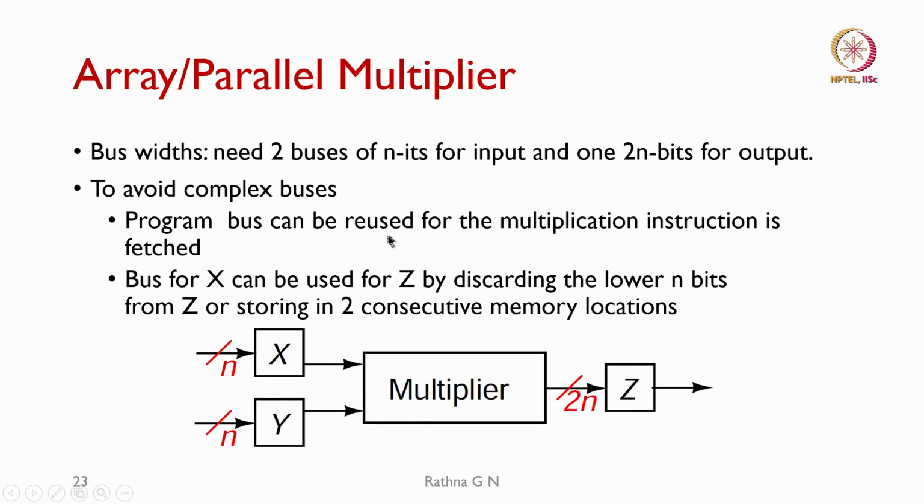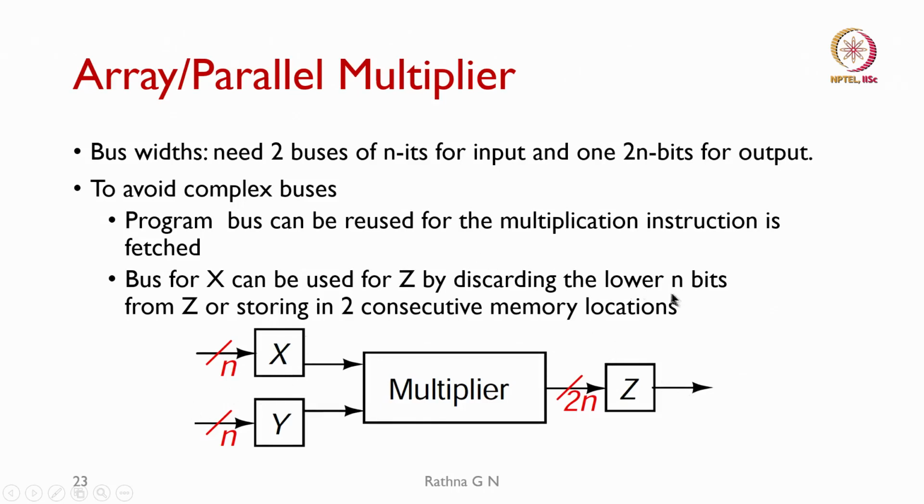The program bus can be reused for our multiplication instruction after fetching the instruction, and in most cases the coefficients we will be taking can be pre-stored in the ROM and then fetched from the program bus. The bus for x can be used for z once we have used the input. So I can use the same bus for my z.